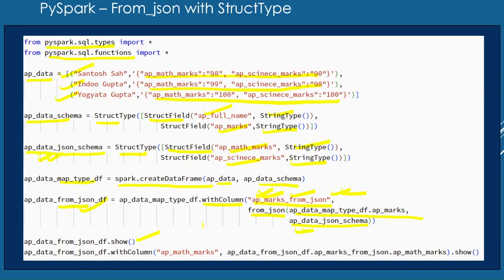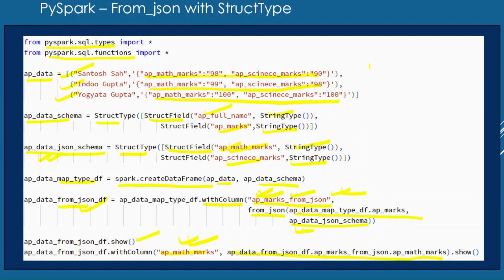Again, we have created this column, and it's of a struct type. To get the math marks, because it has one field known as math marks, here we can see, we are getting the data of the math marks and populating this newly created column.